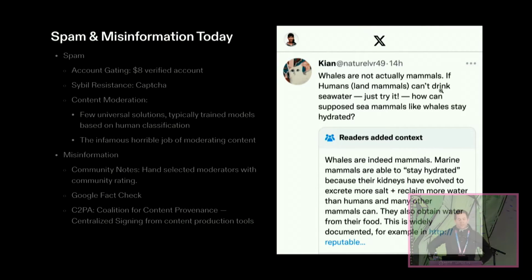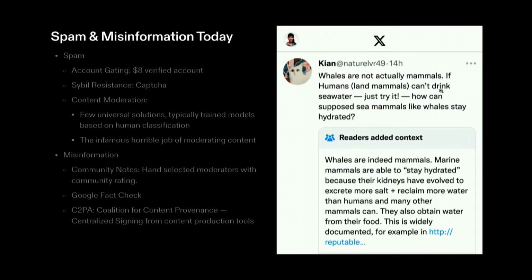What about spam and misinformation? So a few solutions exist for spam, and we've seen this on Twitter. That's like account gating, paying $8 to get a single account, or Sybil resistance mechanisms like captcha, and also content moderation, like the infamous horrible job that a lot of Facebook people have sitting around and looking at terrible content. And then on misinformation, there are things like community notes.